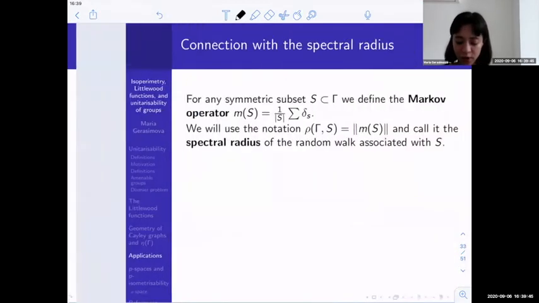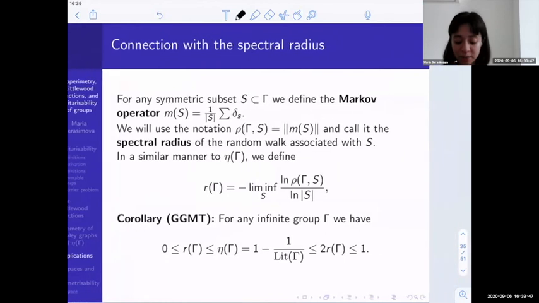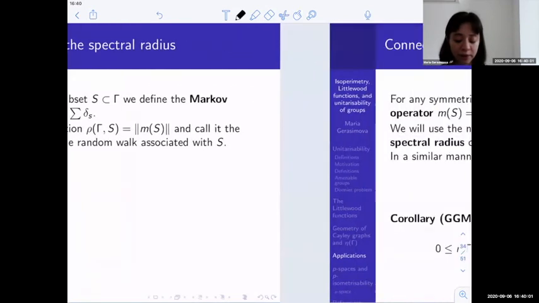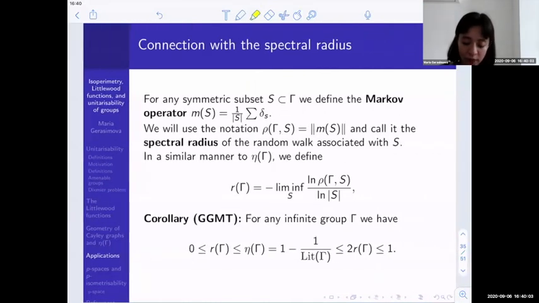So I would like to also tell some connections, maybe some applications, but not too many of them, because I don't have enough time. Just let me say that there is also some connection with the spectral radius of the Markov operator, because for some groups it's maybe easier to control the spectral radius. And I can just define the invariant in the way like this. I will just take again the minus limit, but I will take the logarithm of the spectral radius. And then we have the connection like this.